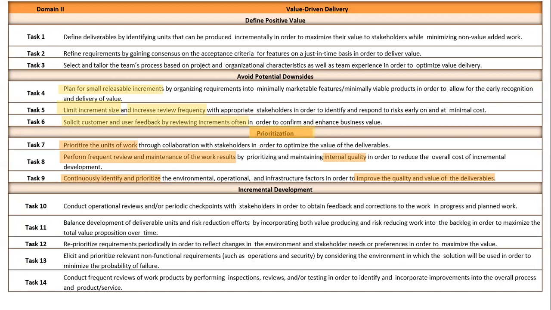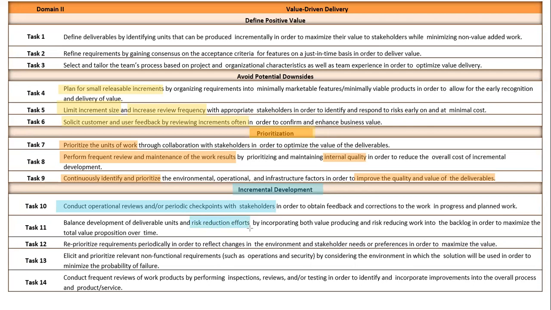Let's move on to the last section called incremental development. Incremental development, task 10: conduct operational reviews and/or periodic checkpoints with stakeholders. Now, you already know what that's talking about. That's talking about the sprint review. Task 11: balance development of deliverable units and, watch this, risk reduction efforts.